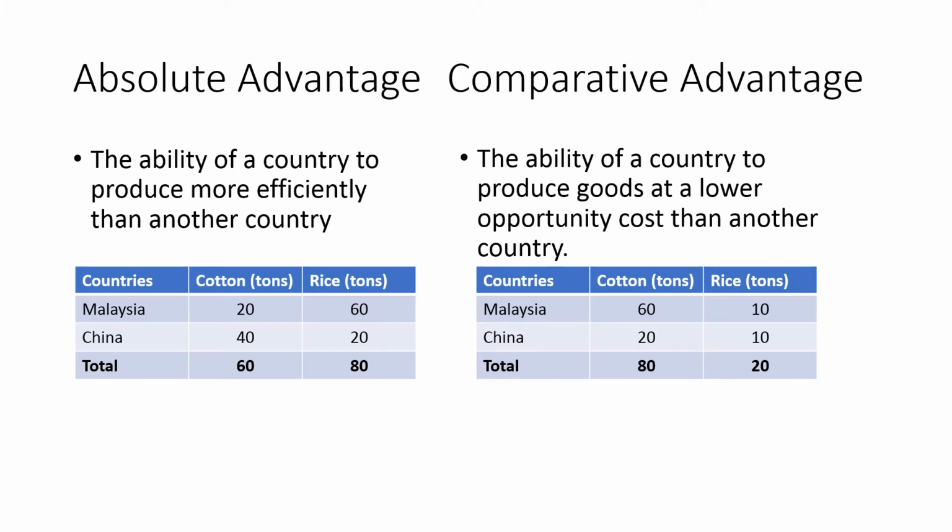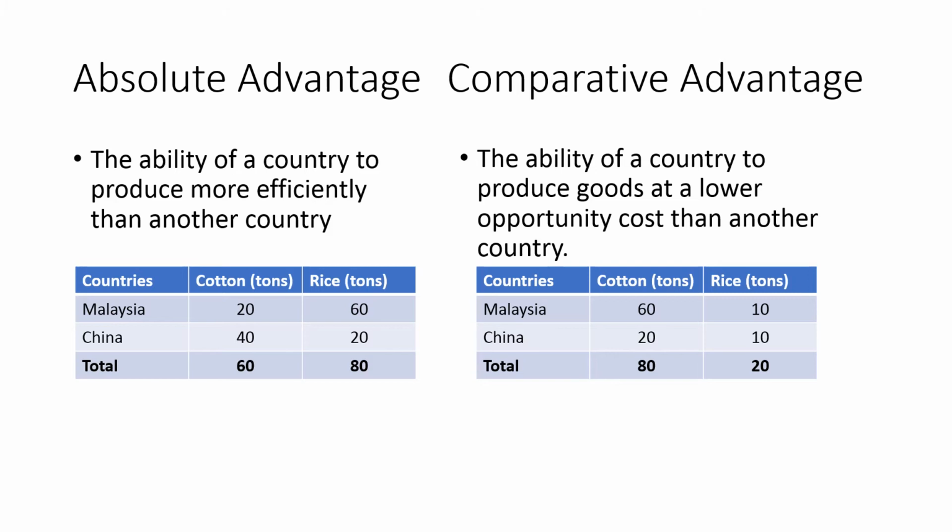So from the table, it can be seen that Malaysia has an absolute advantage in producing rice, while China has an absolute advantage in producing cotton. We have a different table for comparative advantage theory. From the table, Malaysia can produce 60 tons of cotton and 10 tons of rice. Meanwhile, China can produce 20 tons of cotton and 10 tons of rice.